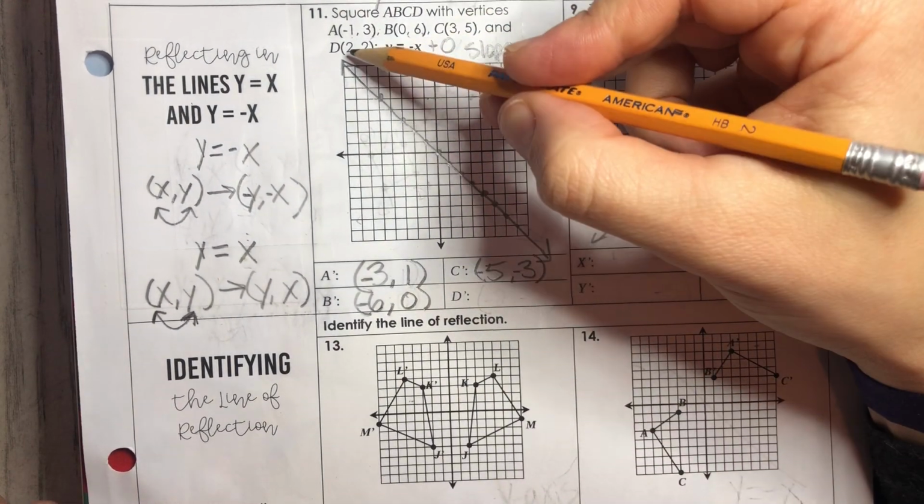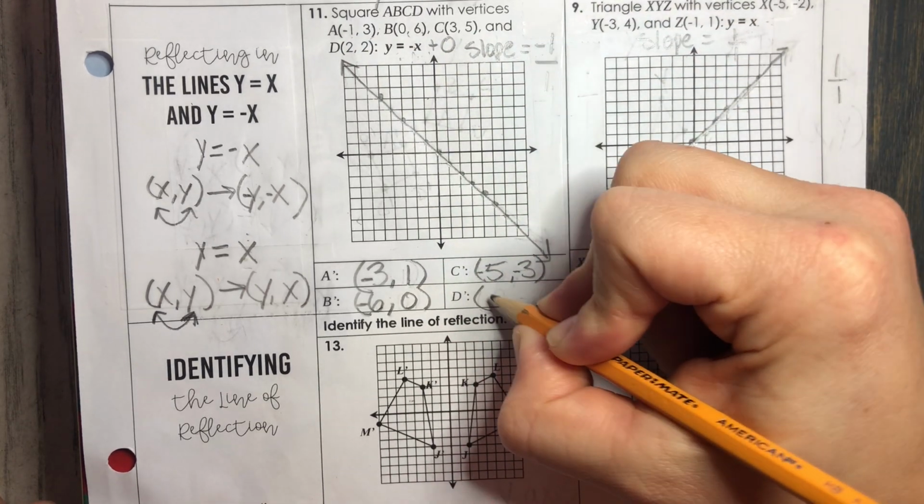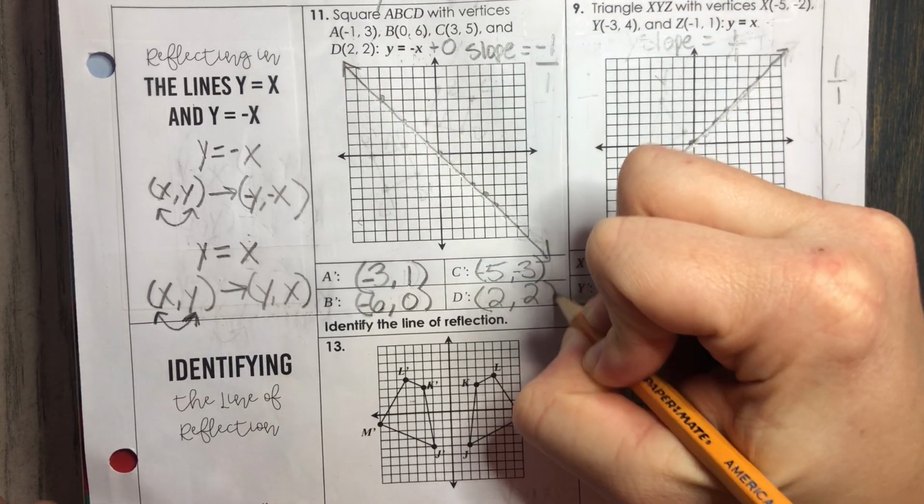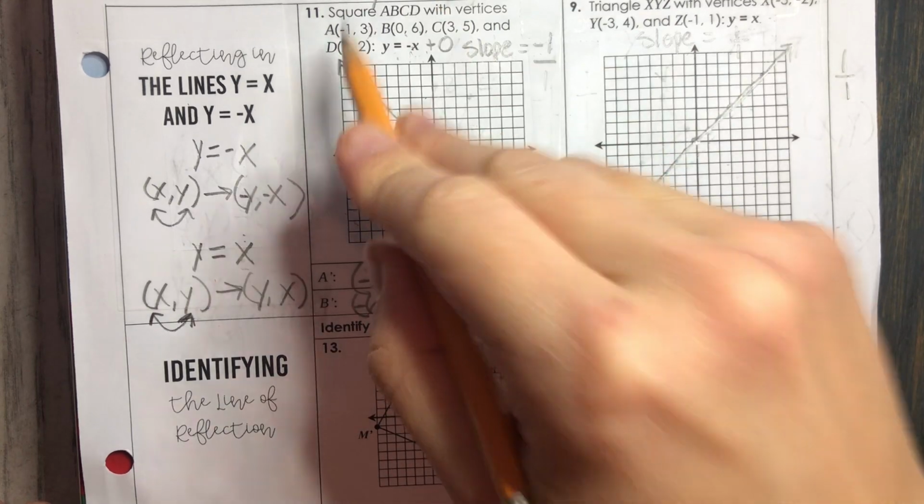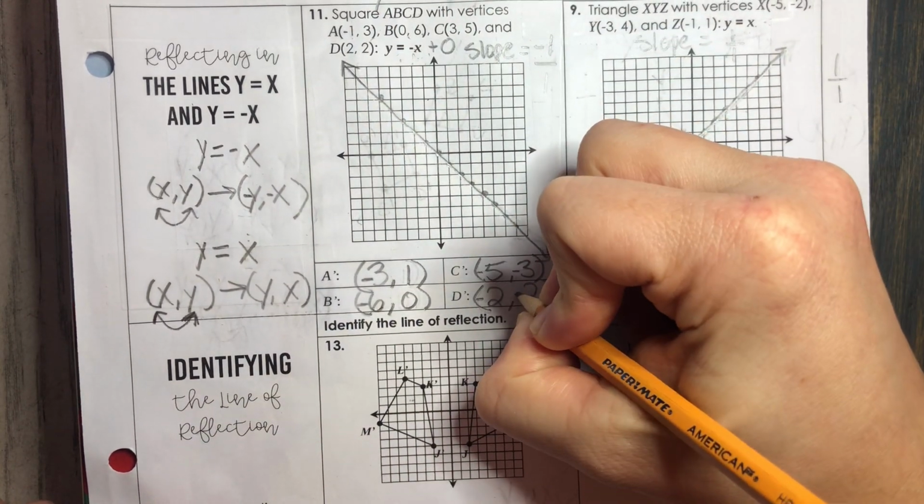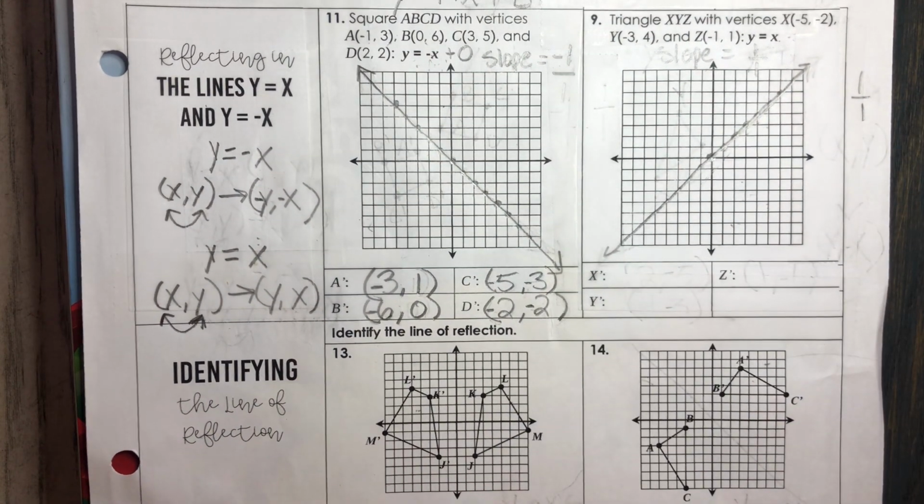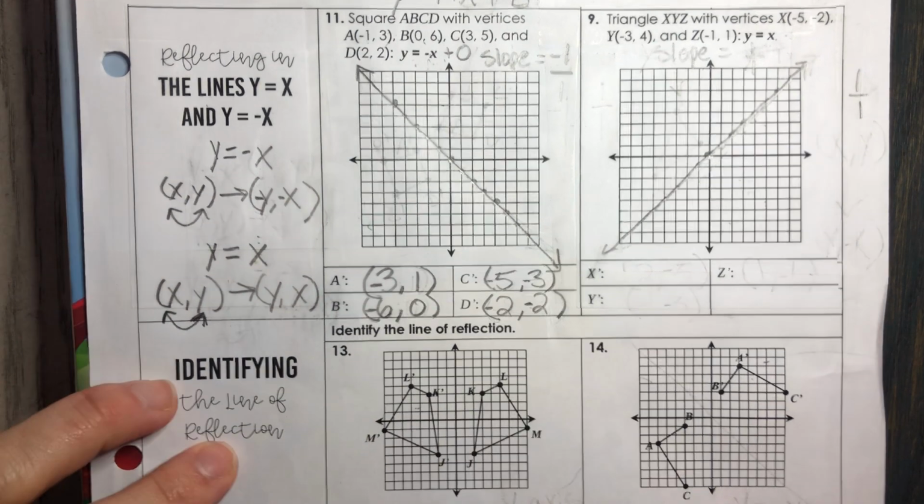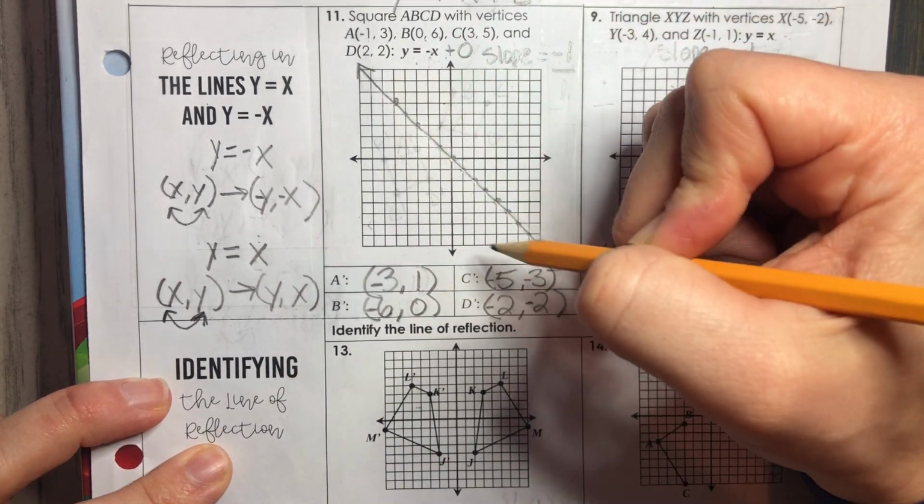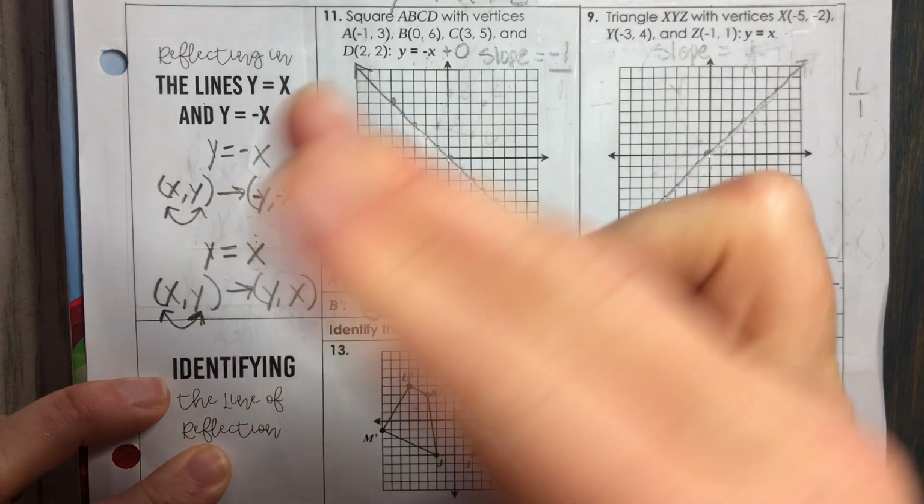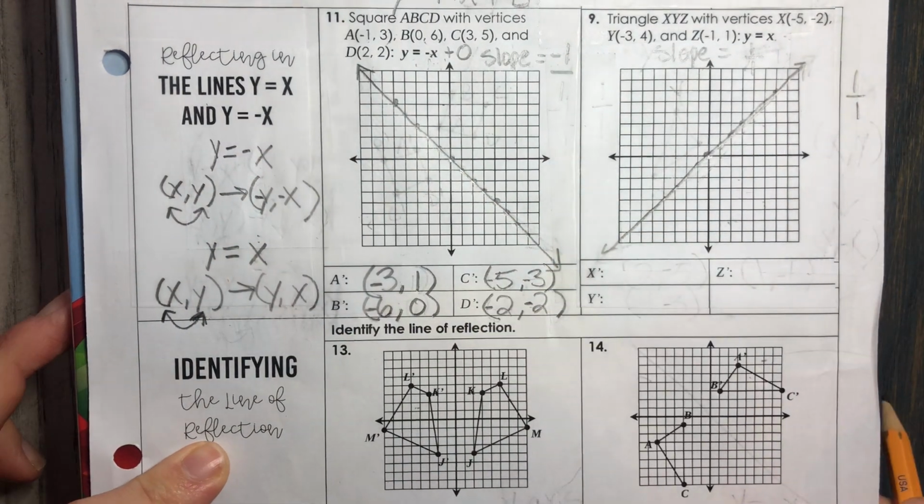All right, and our last one is point D, which is 2, 2. Now if you switch their spots, it's still a 2 and then a 2, but they were both positive. So now they're both negative. Okay, so if you're reflecting across this negative x line, you make both changes. You switch their spots and change the sign on both.